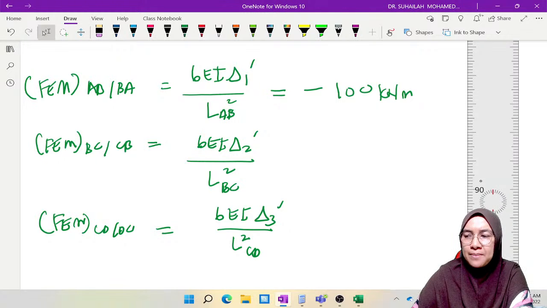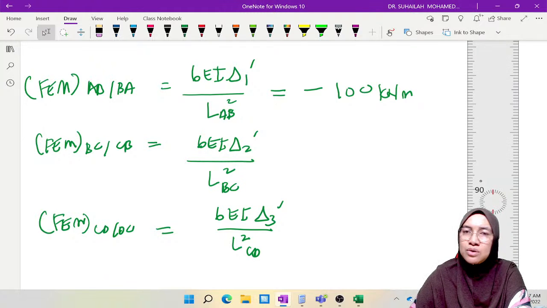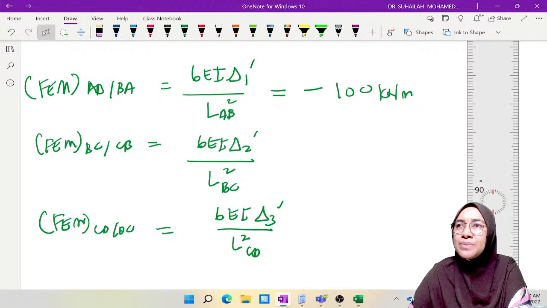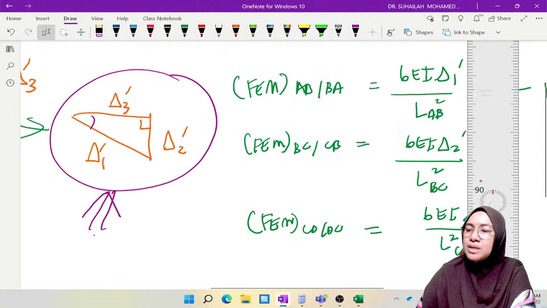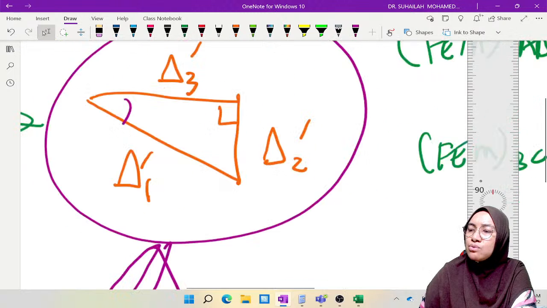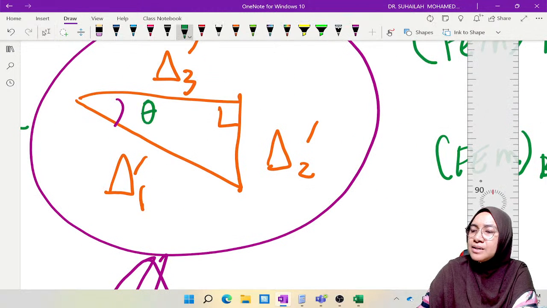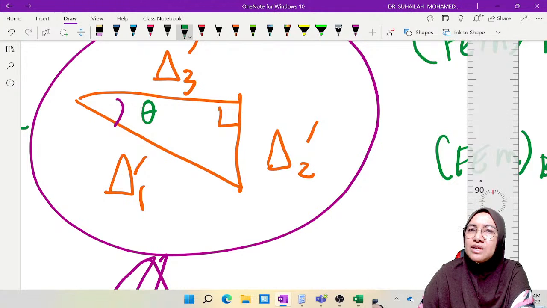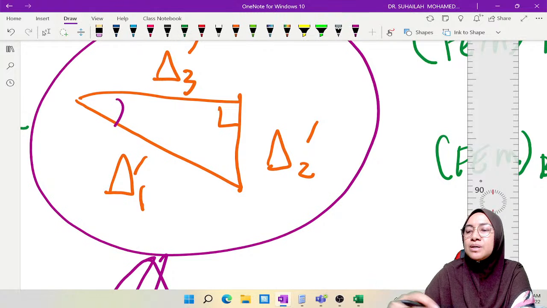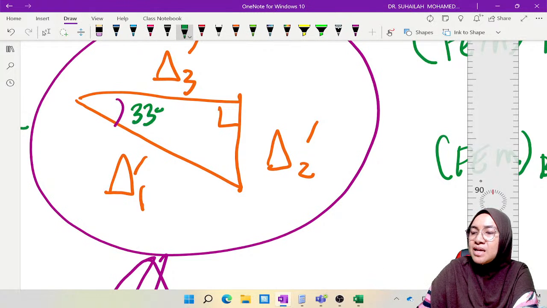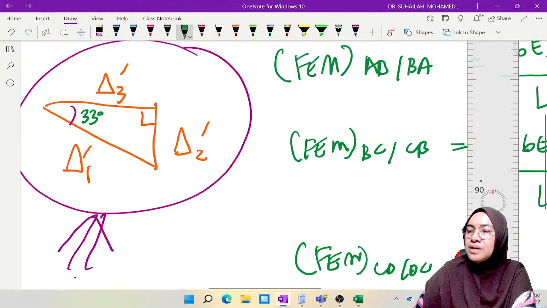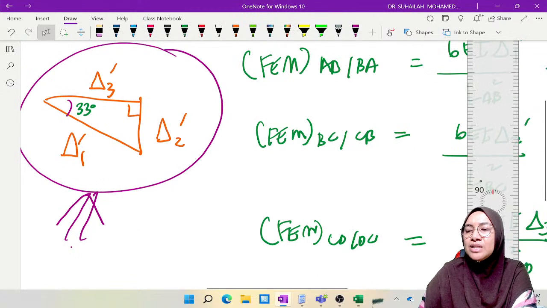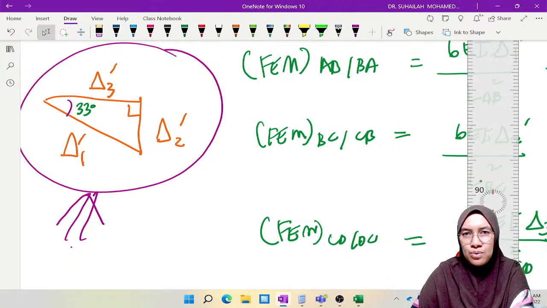It is the delta value. Delta 1 is not equal to delta 2. Delta 1 also is not equal to delta 3. So we have to find the ratio. The ratio means that we have to identify the angle value. We have to identify the angle value, then only we can have the relationship. For example, if this is 33 degree, we can make a relationship between delta 1 and delta 2 and delta 1 to delta 3.